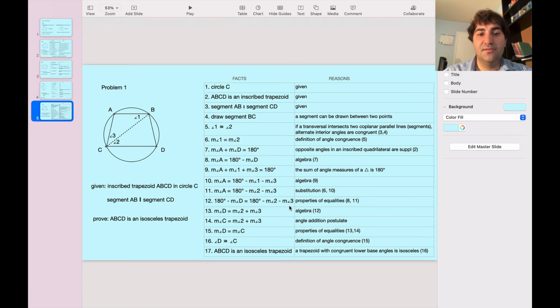So we get 180 minus measure of angle D equals 180 minus measure of angle 2 minus measure of angle 3. If I do some algebra, we can cancel out the 180 and then rearrange this to get measure of angle D equals measure of angle 2 plus measure of angle 3. But we also know that measure of angle C is equal to measure of angle 2 plus measure of angle 3 by the angle addition postulate. So we can do property of equalities to get measure of angle D equals measure of angle C. And by the definition of angle congruence, angle D is congruent to angle C. Well, angle C and angle D are both lower base angles, right, in the trapezoid. So if those two lower base angles are congruent, then the trapezoid is isosceles. So ABCD is an isosceles trapezoid.